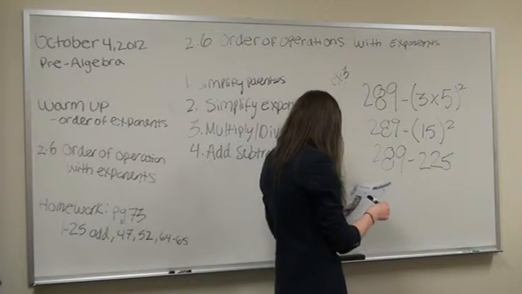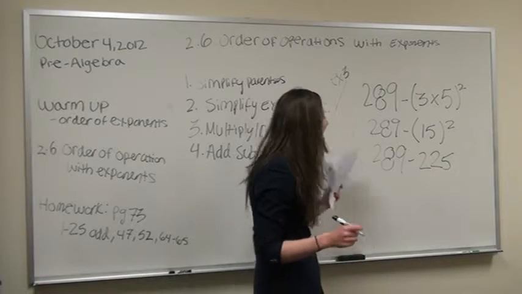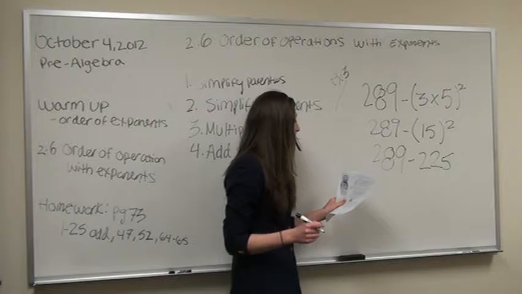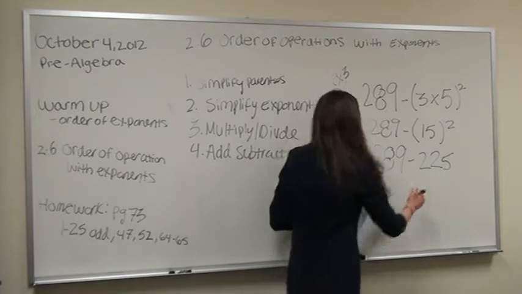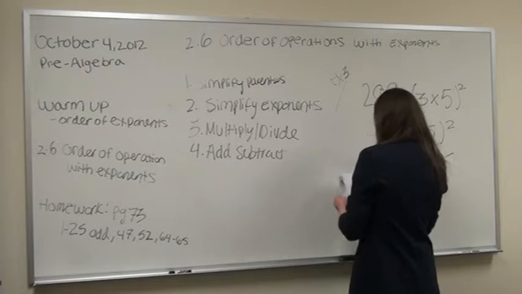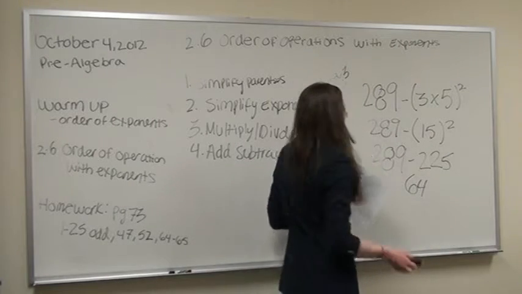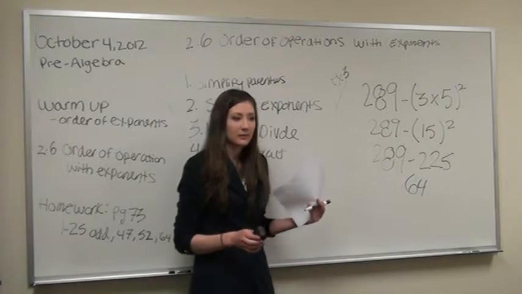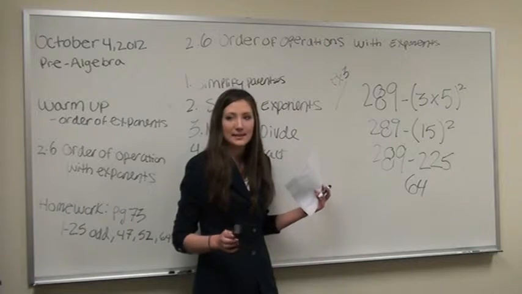Yay. So 289 minus 225 is 64. Correct. Okay. Is everybody understanding to add the rule of exponents? Yep. Okay.